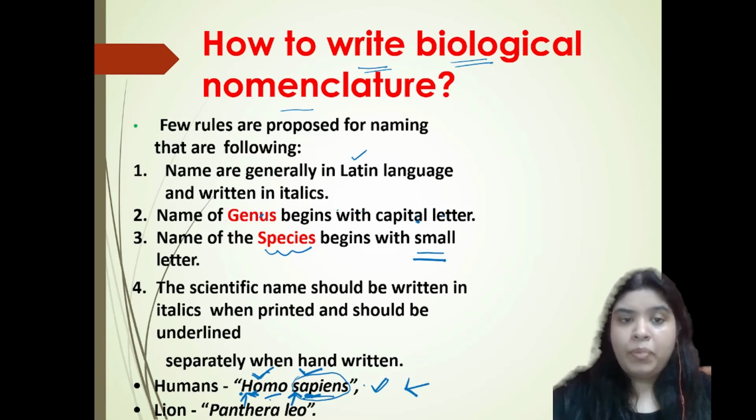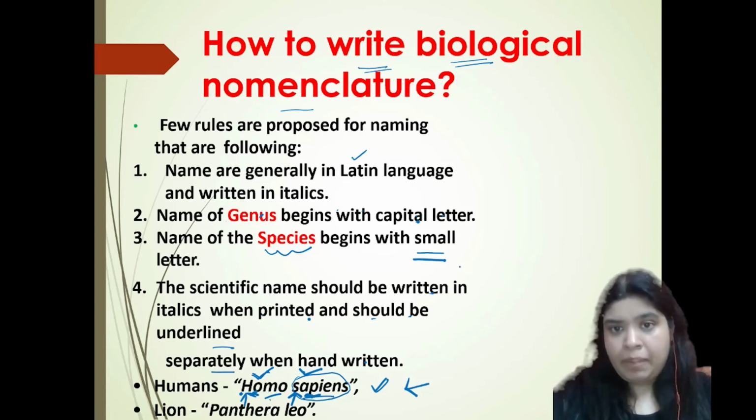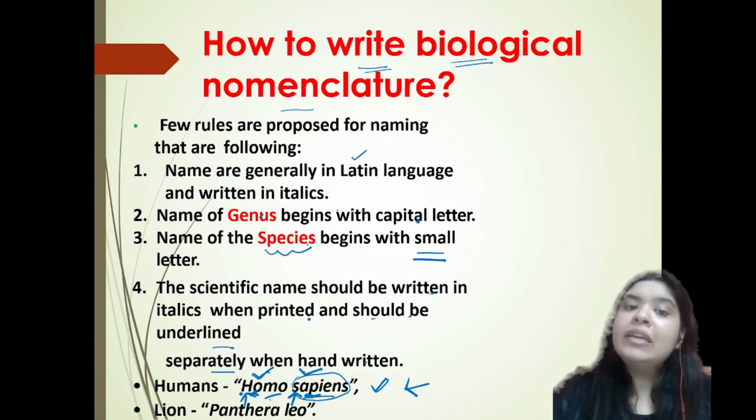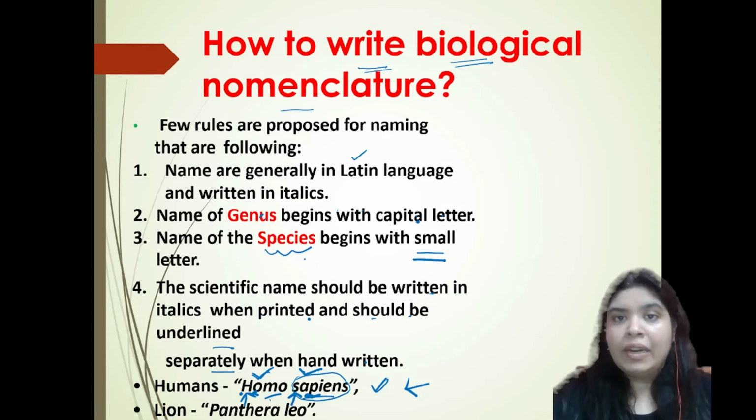When it is written, you have to remember this is the way it will be written always. The scientific name should be written in italics when printed, and it should be underlined separately when handwritten. When you're writing the scientific name in your notebooks or in your examination, because it is handwritten, you would be underlining it. When it is in print, in books and all, you would find the scientific names written in italics. But when you write the names in your notebooks by hand, they would be underlined.